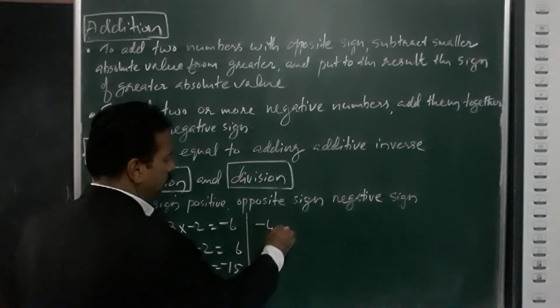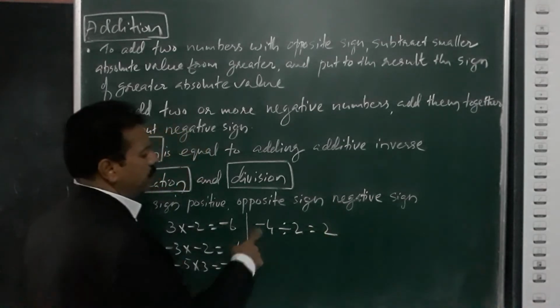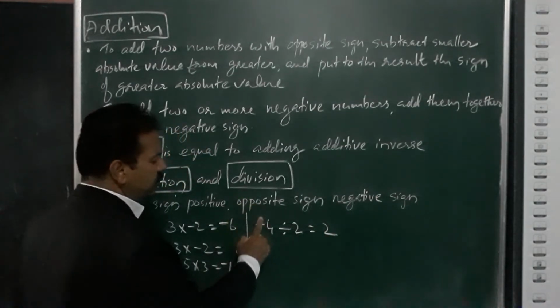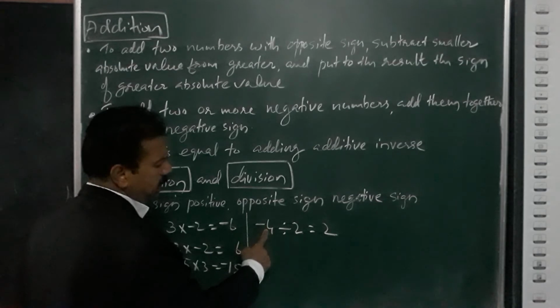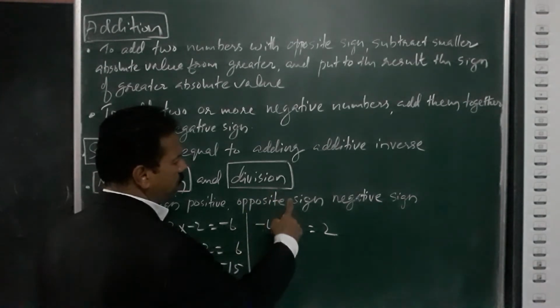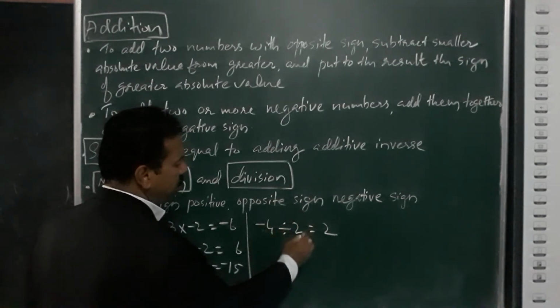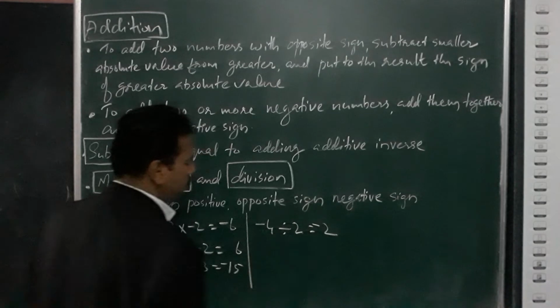Minus 4 divided by 2. 4 by 2 is 2. Which sign do you have to put? The dividend is minus, the divisor is positive. One is negative, one is positive, therefore opposite sign, and the quotient will be negative.